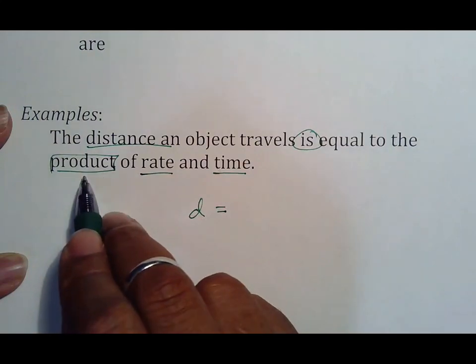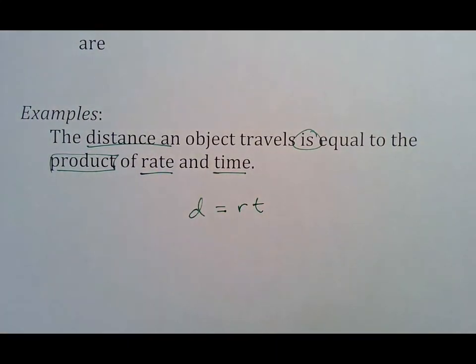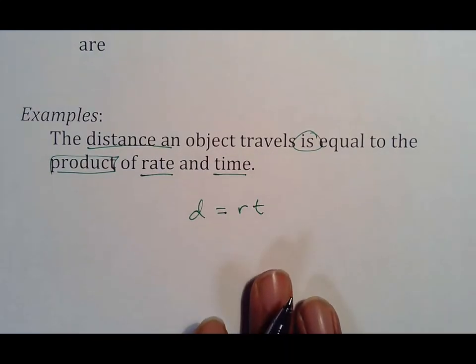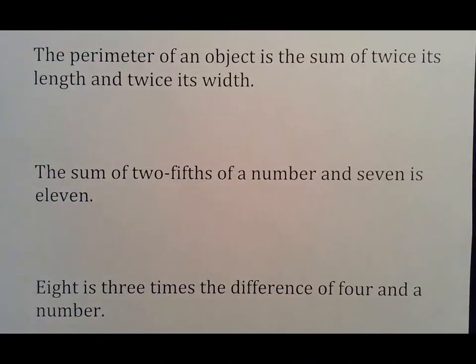But again, remember, whenever I multiply, I don't use a symbol. So I would put RT. That is an actual formula. I believe it happens in physics. Work equals rate and time and all that stuff. But again, that is a true statement.